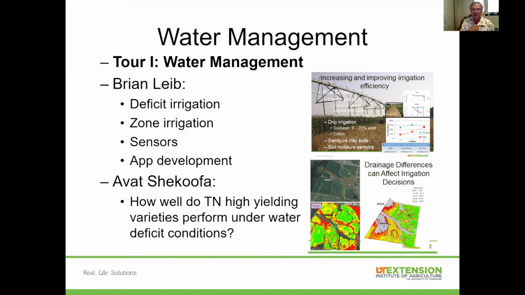And Avat Shakufa, plant physiologist, is doing some really great work looking at how our high-performing varieties perform under deficit conditions. Some of them do really well, some of them not so well. And so maybe in the future, when we're looking at improving soil health, we also want to be looking at some of these varieties that not only yield well under ideal conditions, but yield well under variable rainfall conditions.